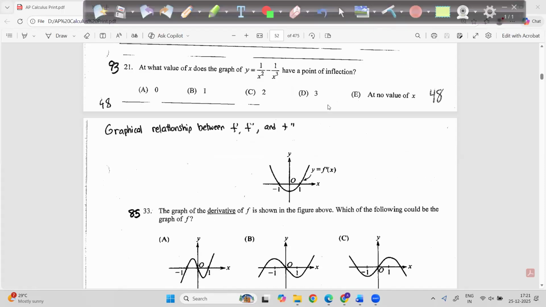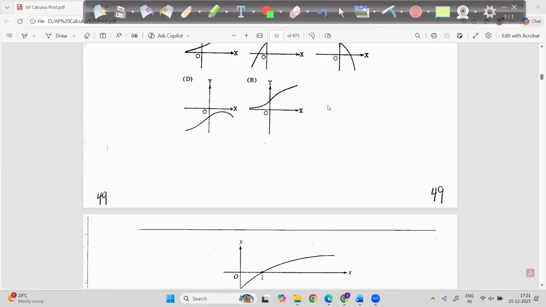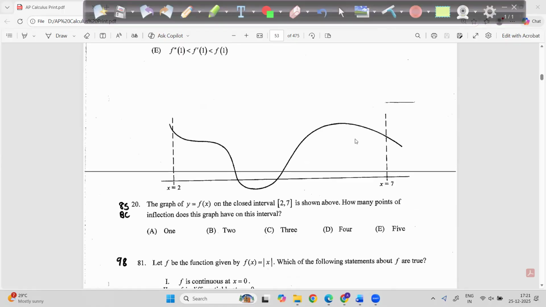Now, these points of inflection will come back later. Please see question number 20. They gave f of x. How many points of inflection does the graph have in this? They're asking points of inflection. Points of inflection are the points where the curve changes from concave up to concave down, where f double dash x is 0 or f double dash x is undefined.